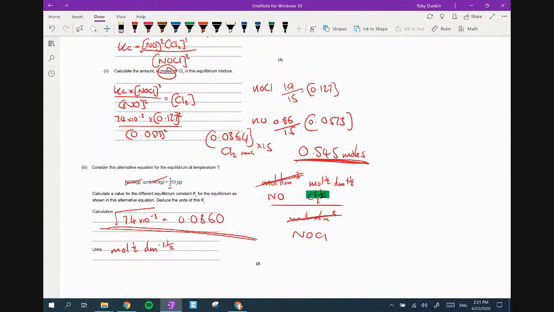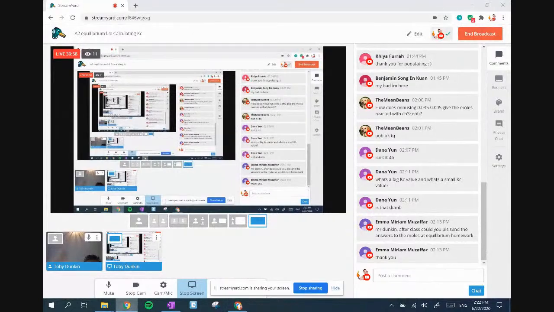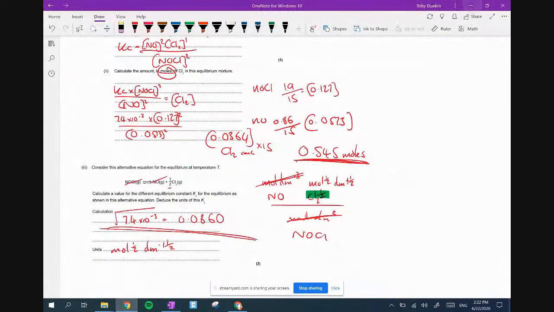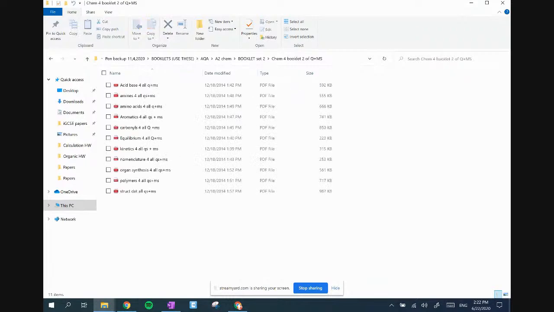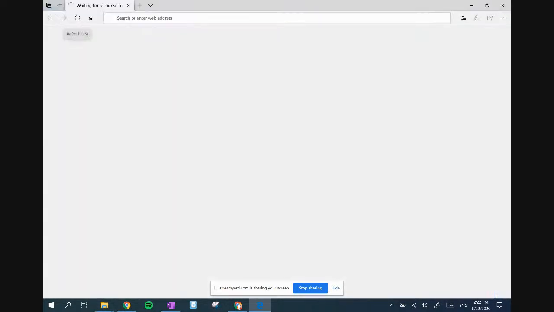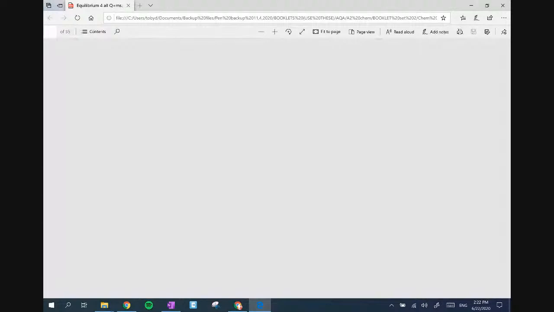Wow, that was really tough. Let's check the mark scheme because I actually do know where that one came from. It was the very first question on that first booklet, A2 Chem, book set 2. I think it was set 2, wasn't it? Equilibrium. I totally flummoxed that one, guys. If I was in an exam, I'd be really pushing for time. You really don't want to make those mistakes. That's why you need to be well practiced.